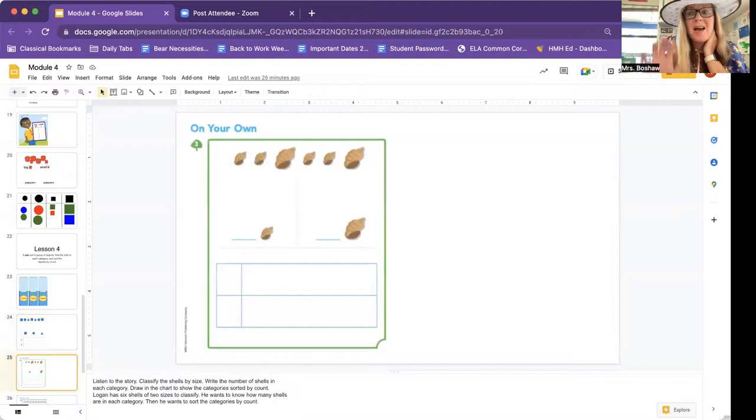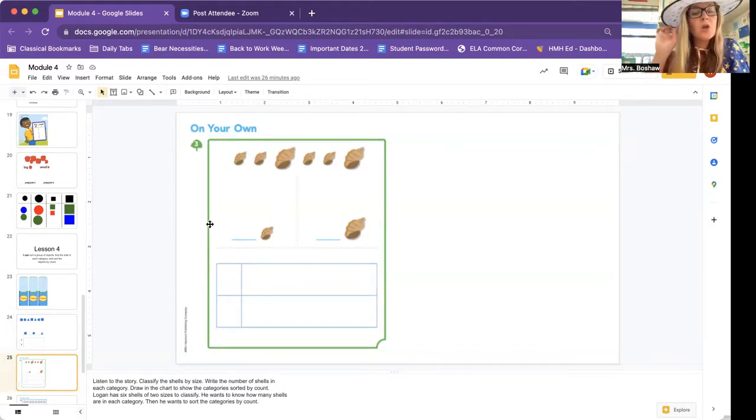Classify the shells by size. That's, again, we're looking at these shells up here. We're classifying them by size. All right. Write the number of shells in each category. Draw in the chart to show how many show the categories sorted by count.